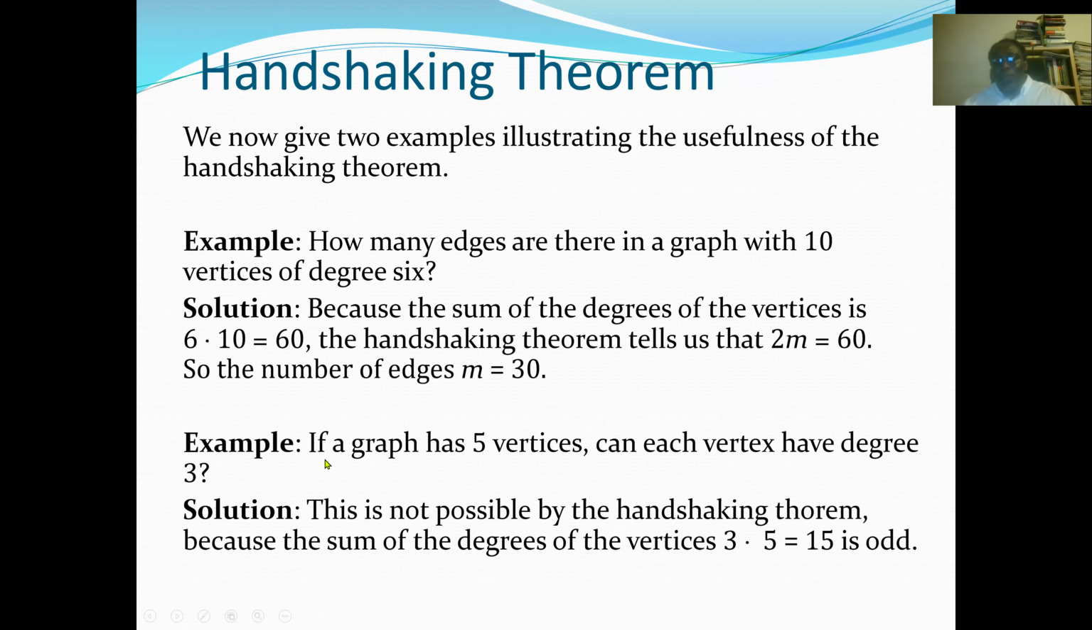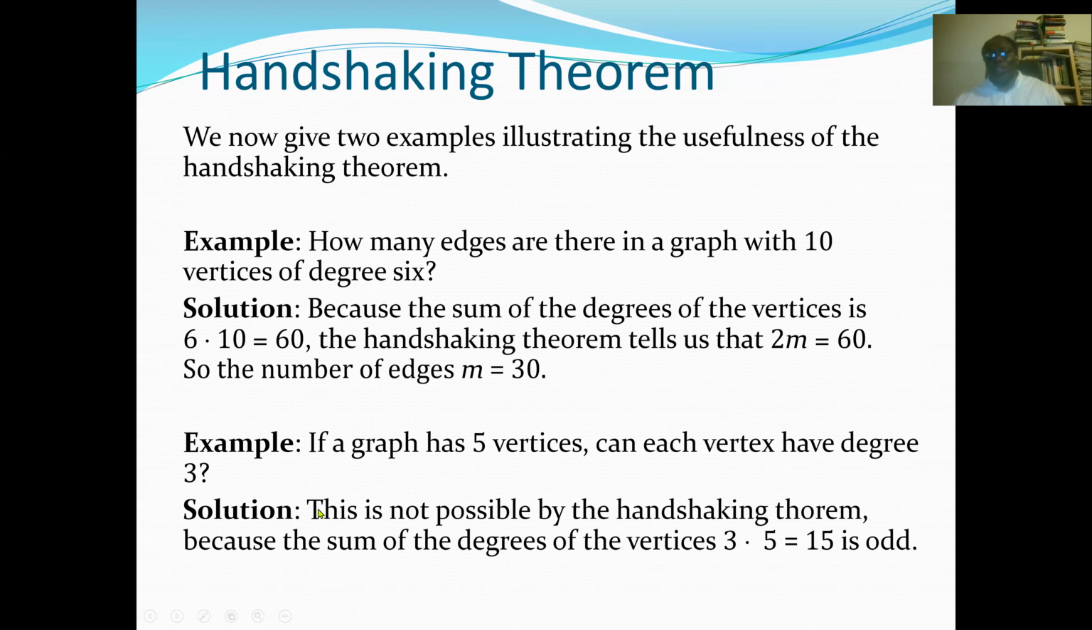Now, let's see the second example. A graph has 5 vertices. Can each vertex have a degree of 3? Of course not. Remember, the degree has to be a whole number. It's like I have 2 children. I cannot have 2.5 children, or 2.9 children. Either 2 children or 3 children. So this will not hold. 5 times 3, the decimal value will come in. It's not a whole number.